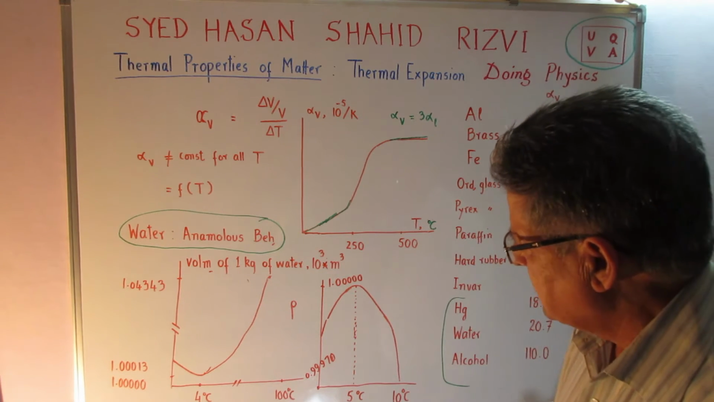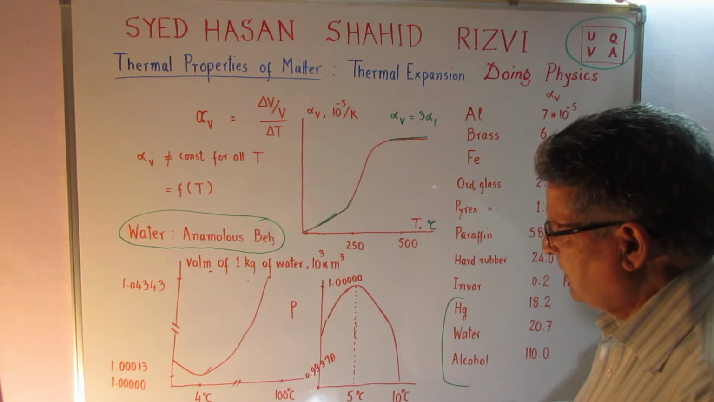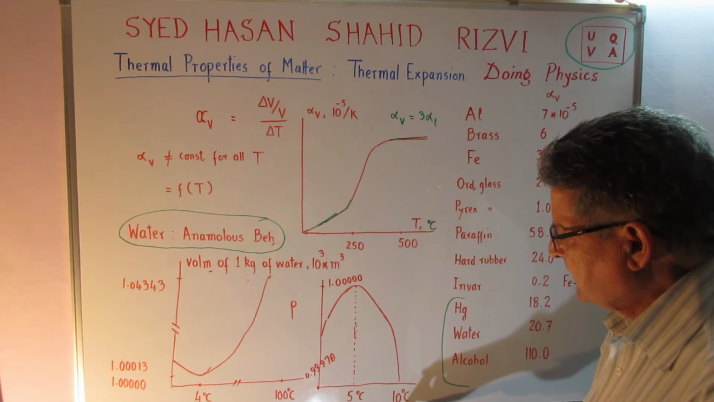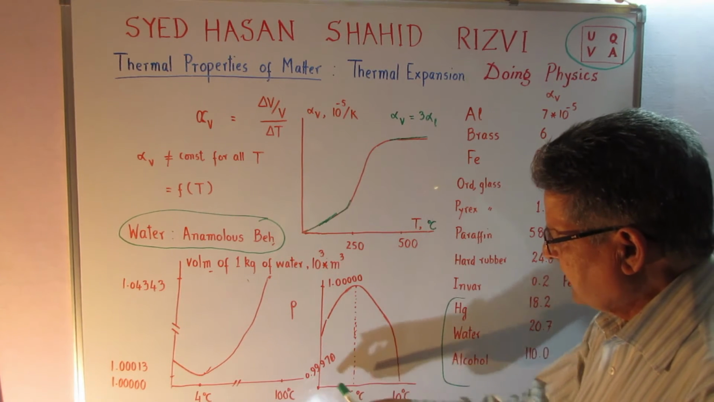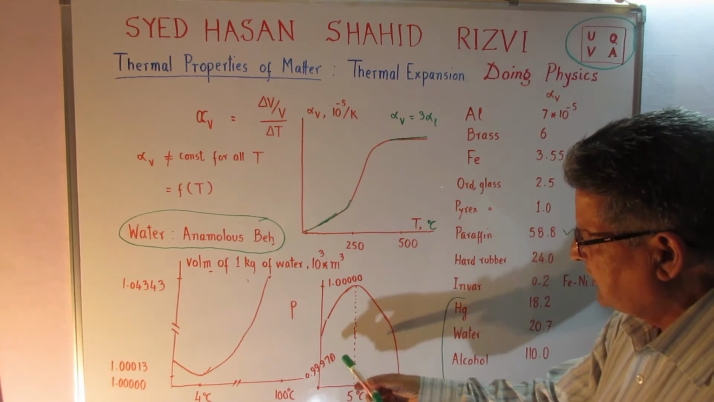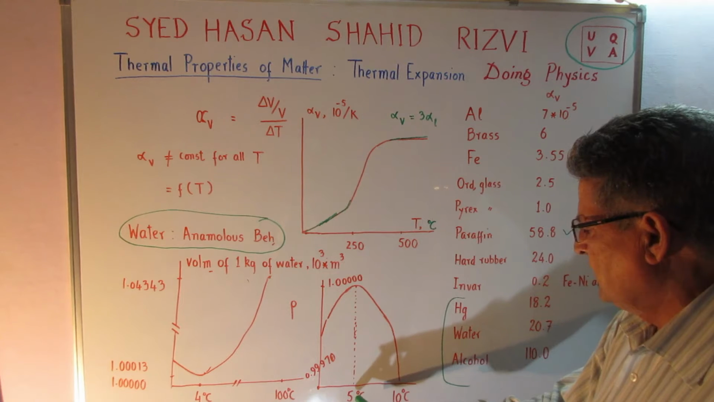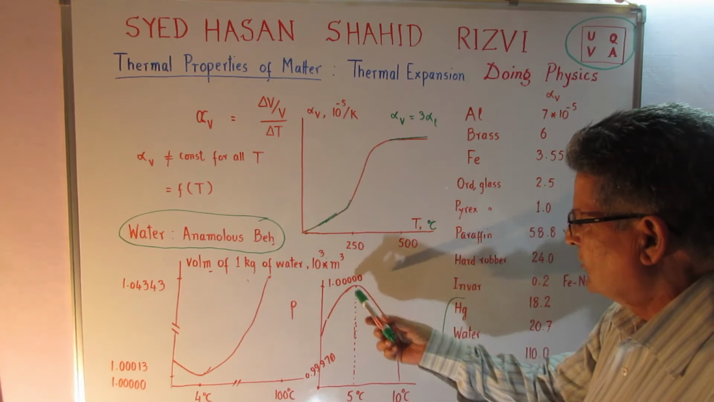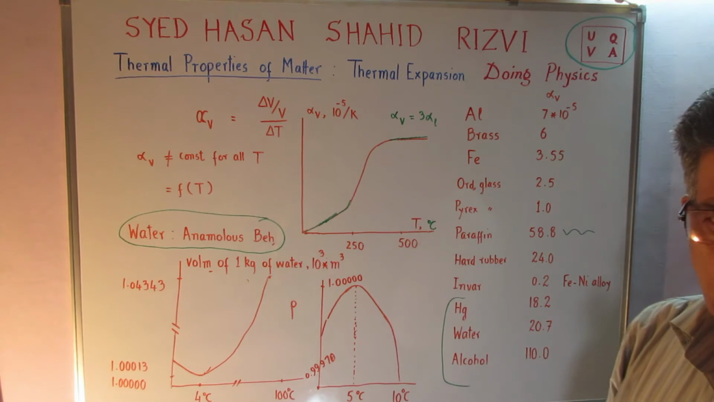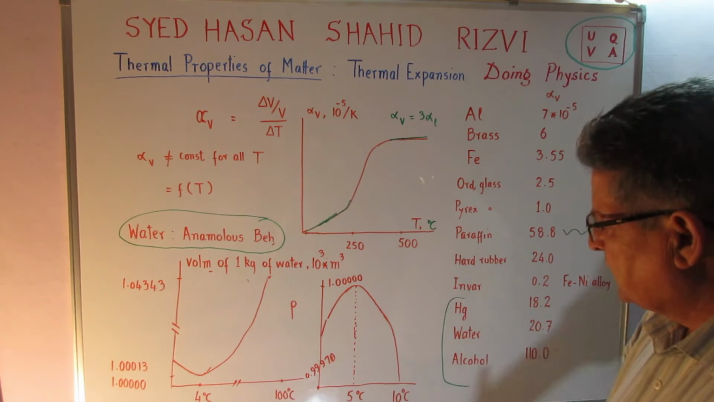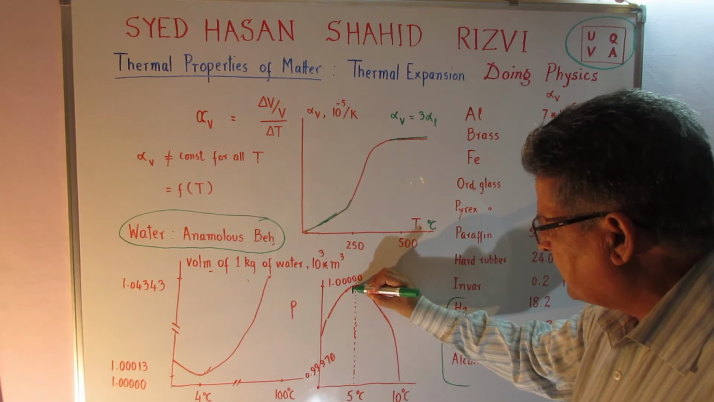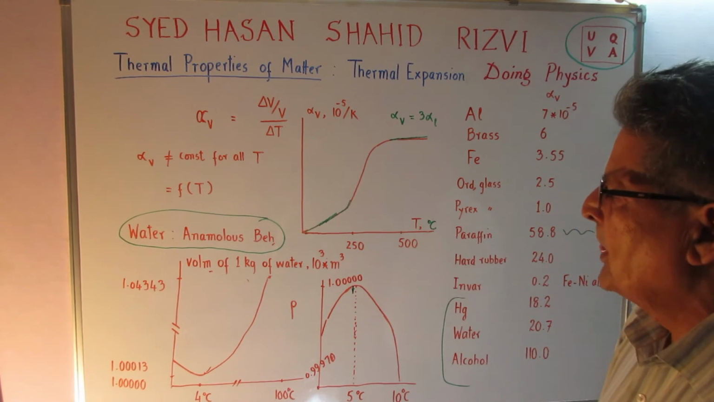Now this behavior, which I have also shown in the density of the water, at 5 degrees Celsius and 10 degrees Celsius: at 10 degrees Celsius the value is 0.99970, and at 5 degrees Celsius it's almost 1.00000. It's actually this peak that takes place at 4 degrees Celsius.